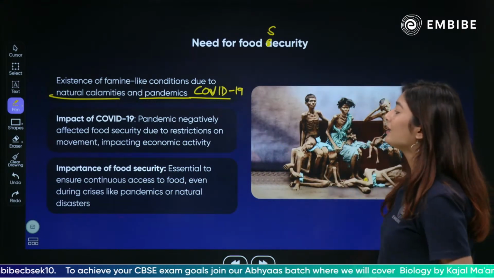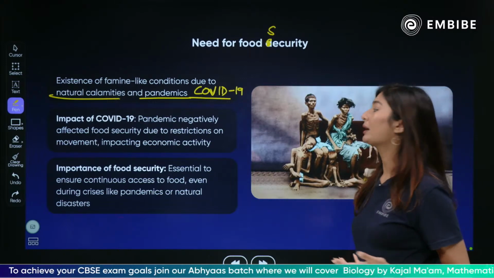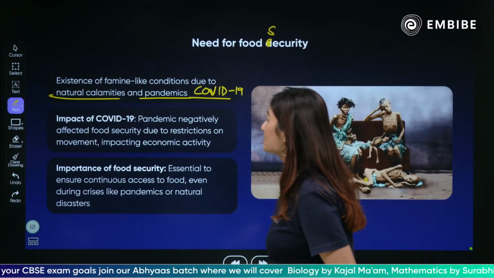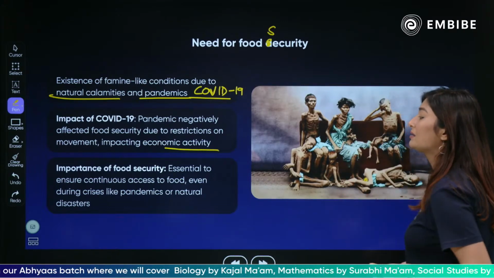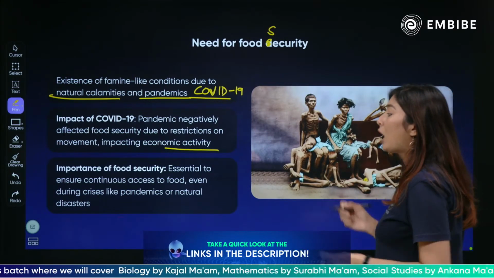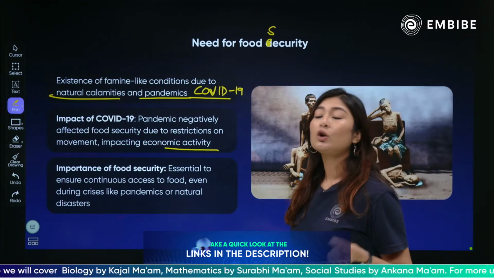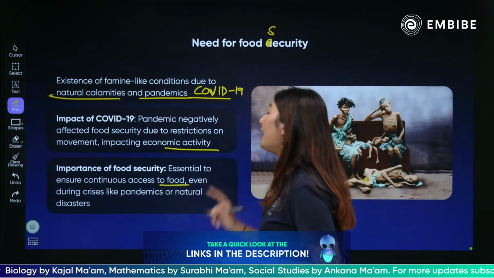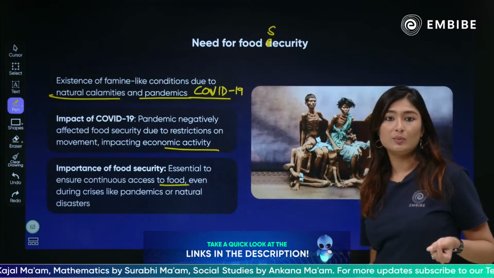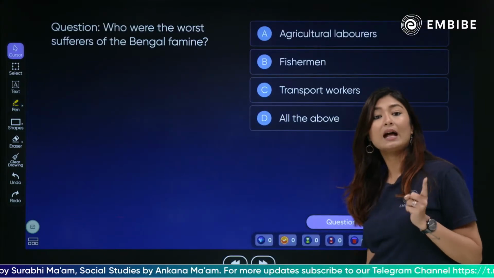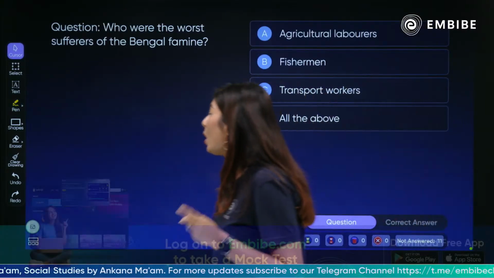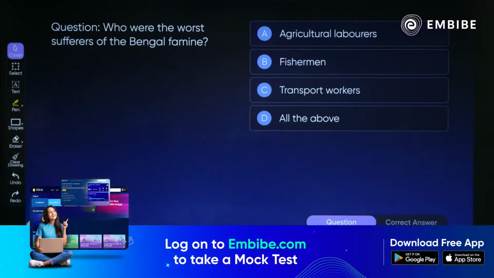So COVID-19 हमने देखा है कि food security को कैसे affect किया है, restrictions of movement की वजह से, economic activities की वजह से, and that helps us understand the necessity of food security, how important it is to have continuous access to food even during crises like pandemics. In such situations, affordability, availability and accessibility have to be ensured so that we do not lose lives of our citizens at all. So guys, let's quickly wind up this session with this last quiz question.